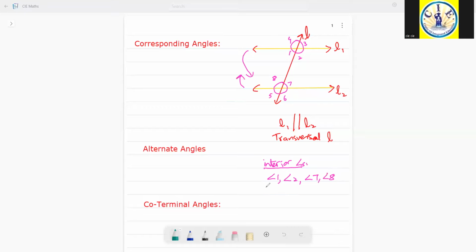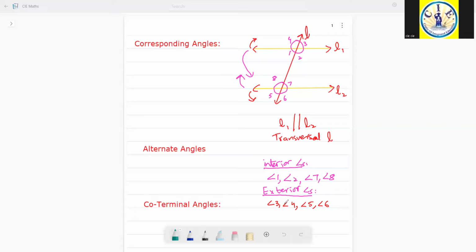And if I define the exterior angles, these are the angles that are formed on the outer side of these parallel lines. So the exterior angles are angle 3, angle 4, angle 5, and angle 6.